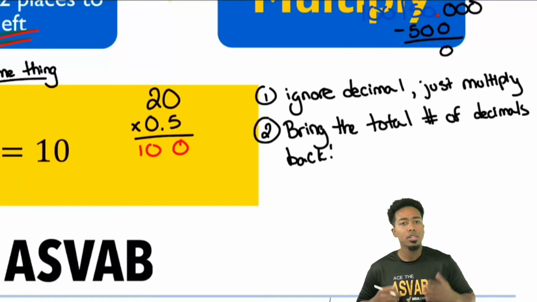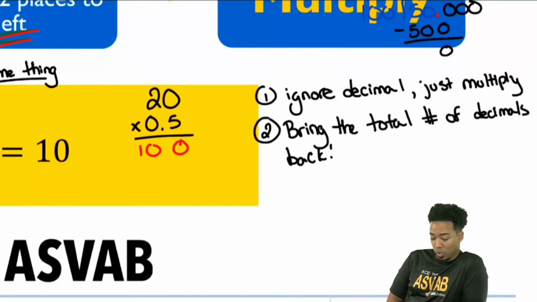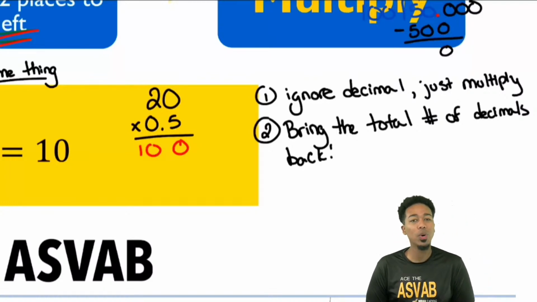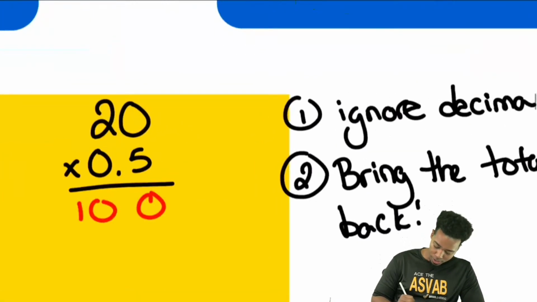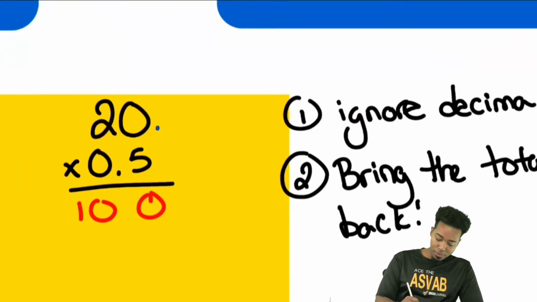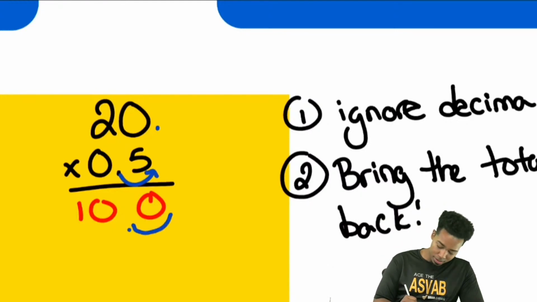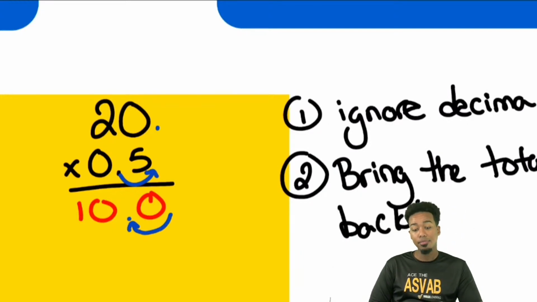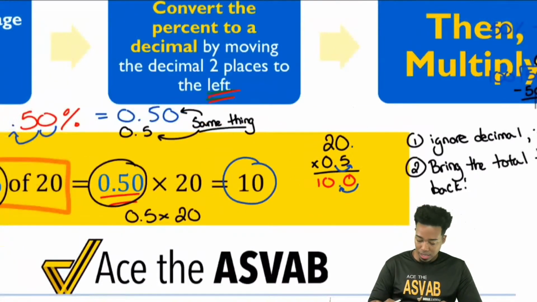Okay, there it is. So everybody, as you observe here, how many decimal places do we have total between the 20 and the 0.5? Yep, there is just one decimal place. And let me show you. For the 20, we're going to have no decimal places because the 20 is just 20. There are no decimals there. And then we have the 0.5, which is 1. So we have a total of 1 decimal. We bring that back, and we get 10 right there. That's how we get 10 in this problem.